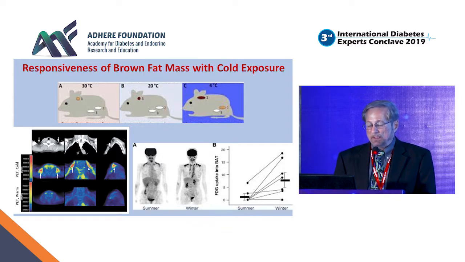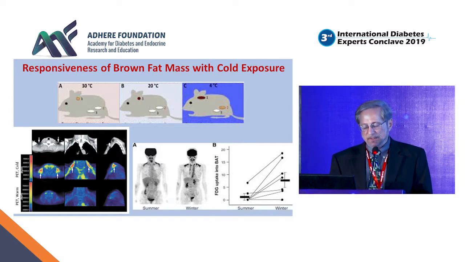You see the whole body images in the middle there, and a quantification of fluorodeoxyglucose uptake during PET scanning into brown fat from summer to winter. So it's not only cold temperature, people that live with extremes of temperature with the seasons can have variable amounts of brown fat during the seasons. But the question is, what's the systemic and physiological import of this brown fat?